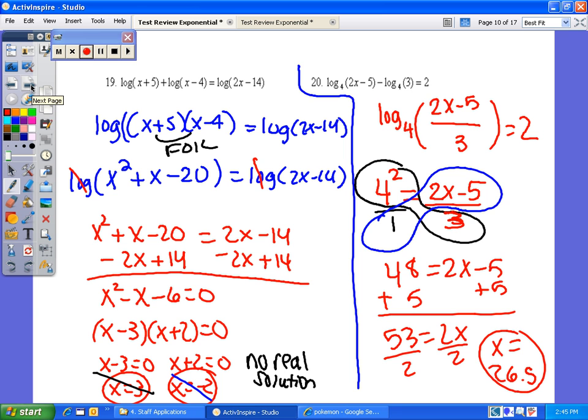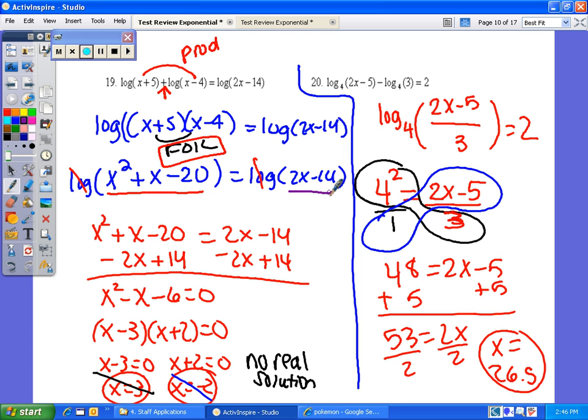Alright, the next one you did have to use the product rule, and the reason why we used the product rule is because you have a plus in the middle. None of the other problems that we've had a plus in the middle of 2 logs. So when you have a plus in the middle of 2 logs, you use the product rule. So it means you're going to multiply x plus 5 times x minus 4 using FOIL, which is how we got x squared plus x minus 20.